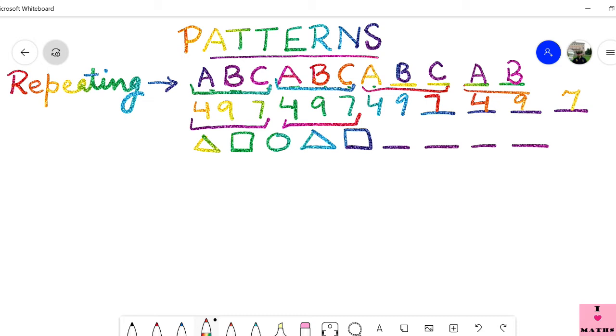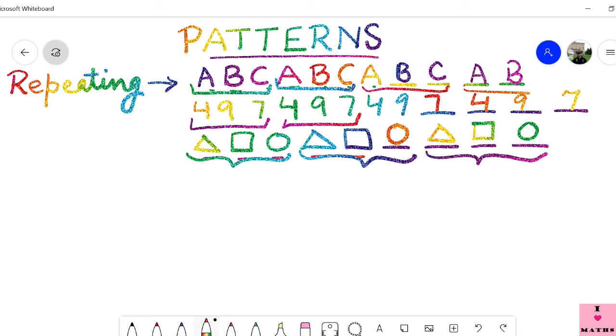So you will see here, this is triangle, square, circle, triangle, square. Here you are going to fill up, make a circle, then you will make triangle, then a square, and then a circle. So our pattern would be a repeating pattern: triangle, square, circle, triangle, square, circle, triangle, square, circle. These are very easy patterns.